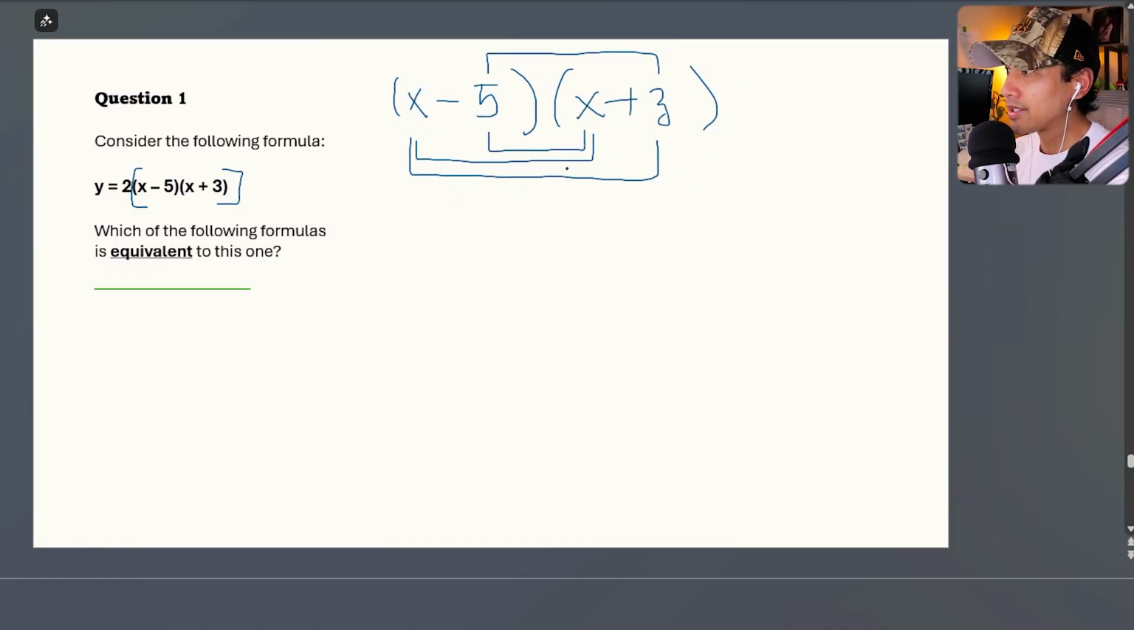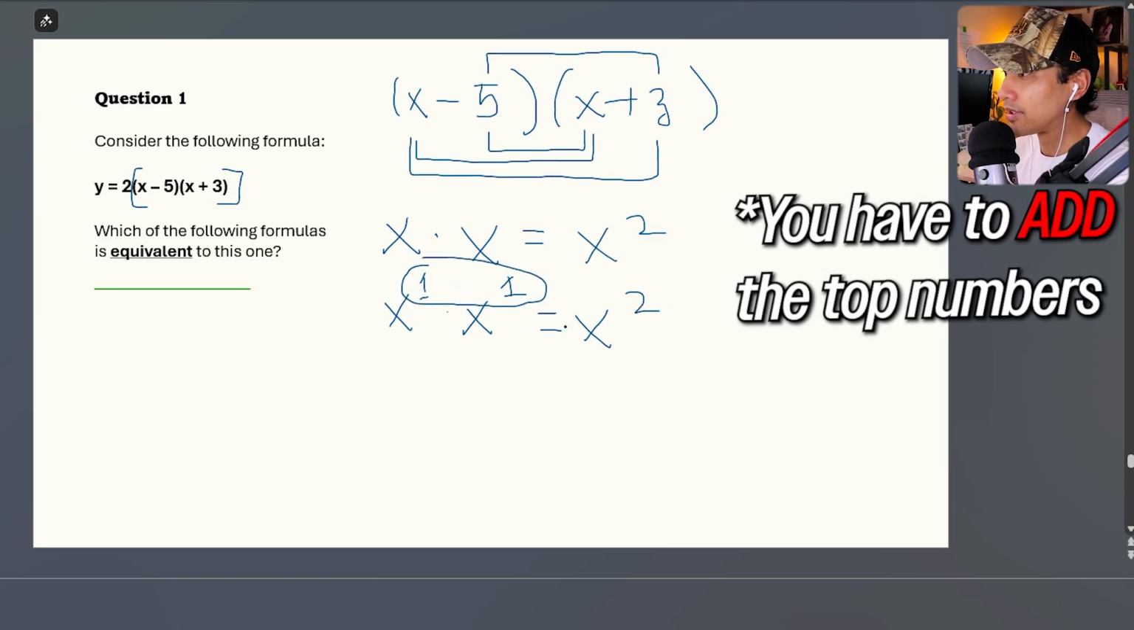So x times x equals x squared. Hold on, let me write it down so you see it. X times x, this is a multiplication sign, equals x squared. What happened here is that when we multiply exponents, remember, we add the top numbers. We see that it's x times x, but what's really going on is x^1 times x^1 equals x^2, because you add the exponents.